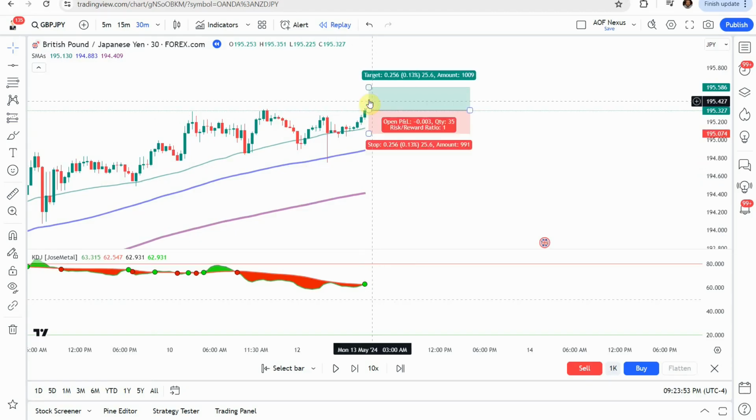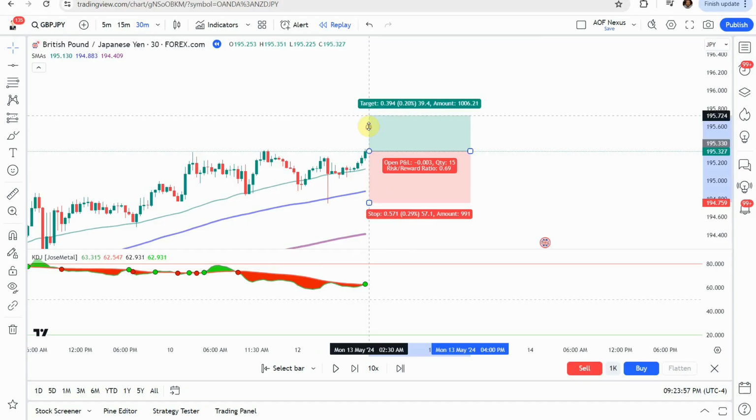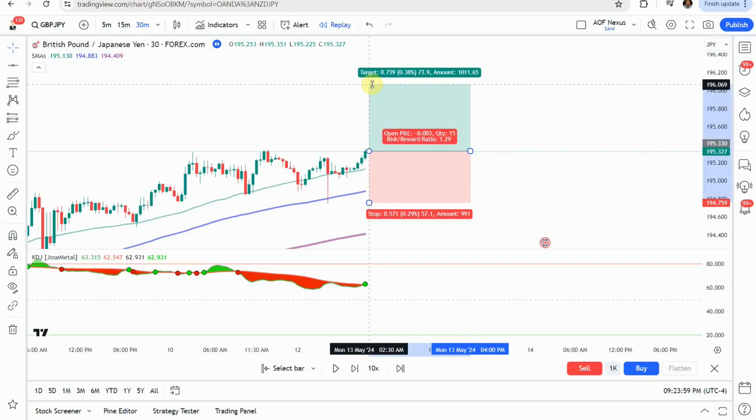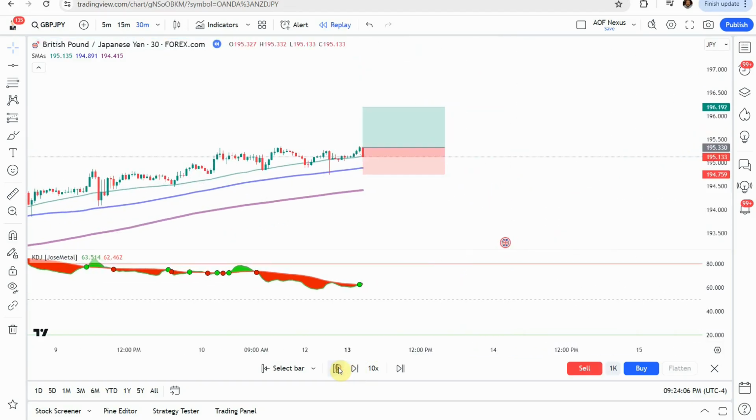And put your trade right here, your stop just right below this kind of pivot right here, and we're going to target a 1 to 1.5 risk reward right there. Should be good. Let's go ahead and play this forward and see how it plays out.